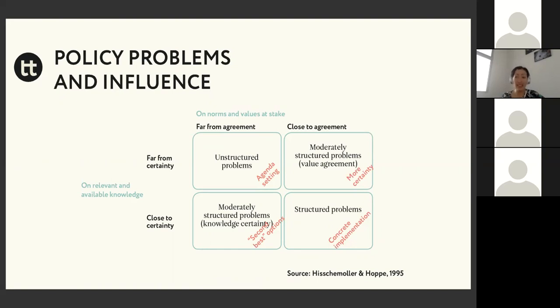And like I said, I shared the reading of this part of the policy problems so that you can have a little more material that you can review on this.